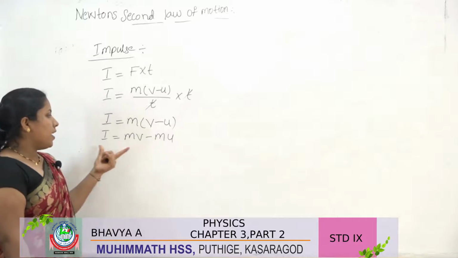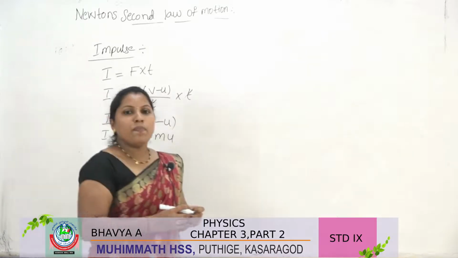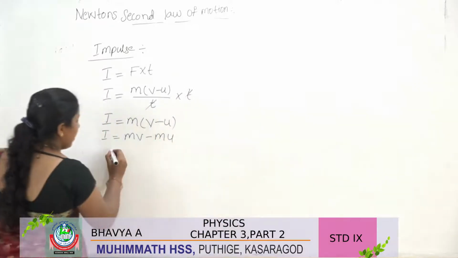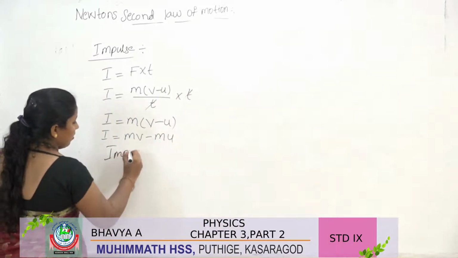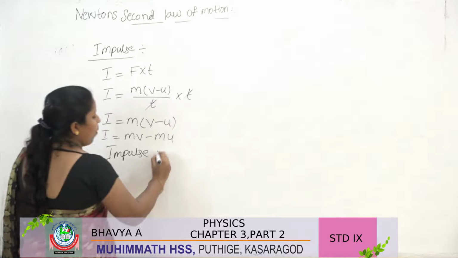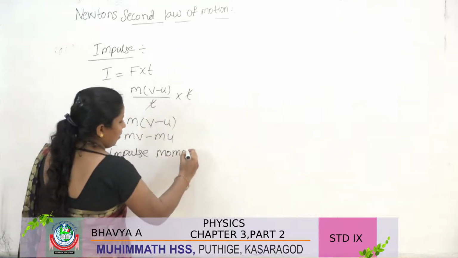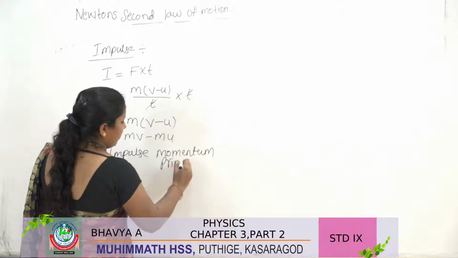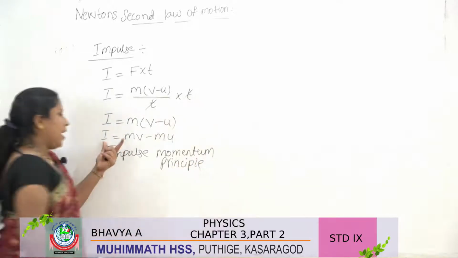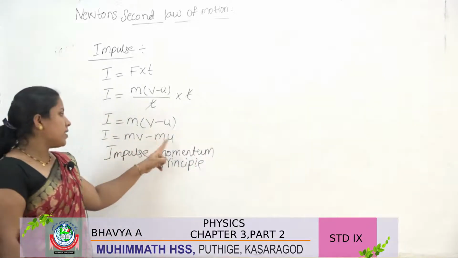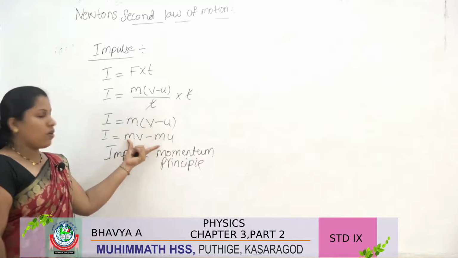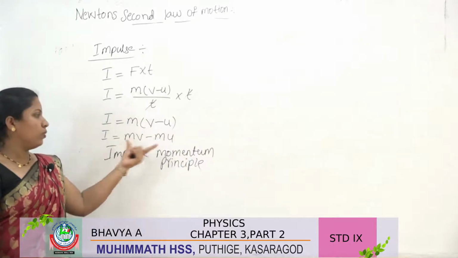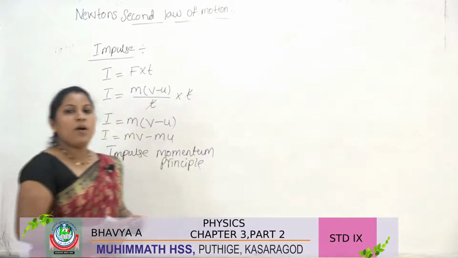This relation is known as the impulse momentum principle. I is equal to mv minus mu, which is the change of momentum. So impulse is equal to change of momentum.